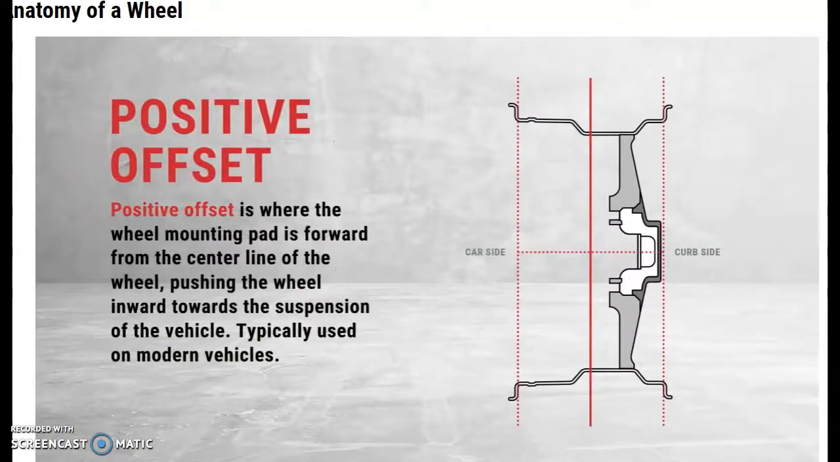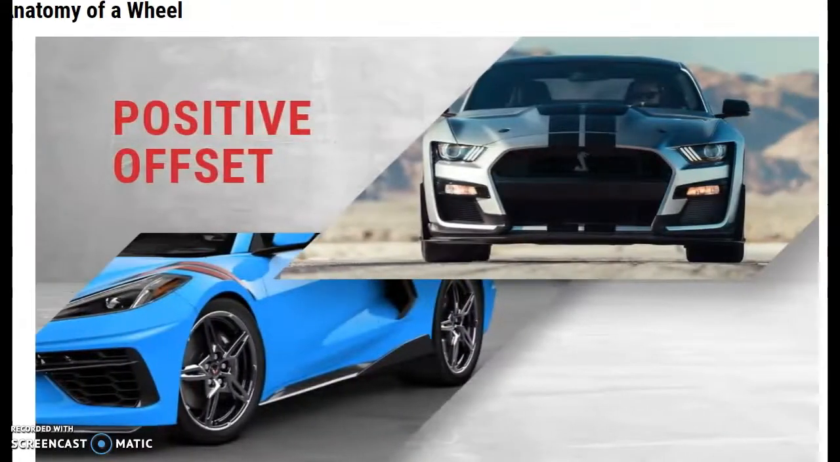Positive offset is where the wheel mounting pad is forward from the center line of the wheel, pushing the wheel inward towards the suspension of the vehicle, typically used on modern vehicles. In this example, we see 2 examples of a positive offset.